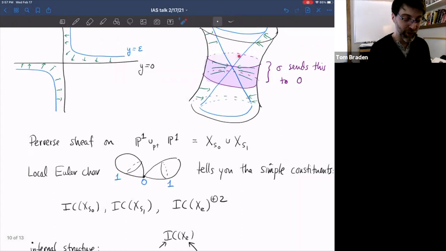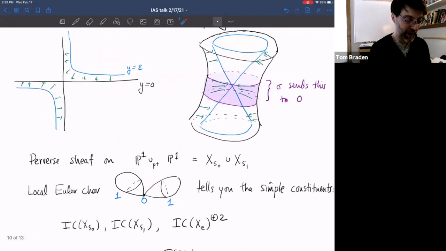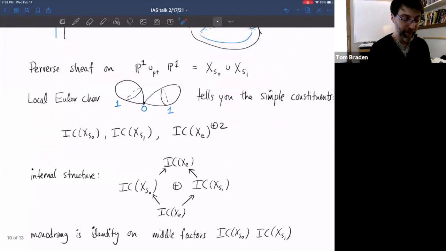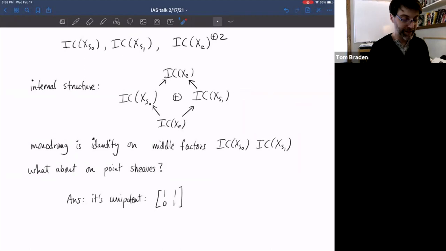And in fact, on the stalks of this perverse sheaf and the co-stalks of this perverse sheaf, the monodromy can't do anything at all. So that suggests maybe that the monodromy operator is in fact the identity, but it's actually not. On these point sheaves, the monodromy is actually unipotent. If you subtract the identity, it's going to be the unique self-map of this that takes the quotient point sheaf to the sub on the other one. Okay.